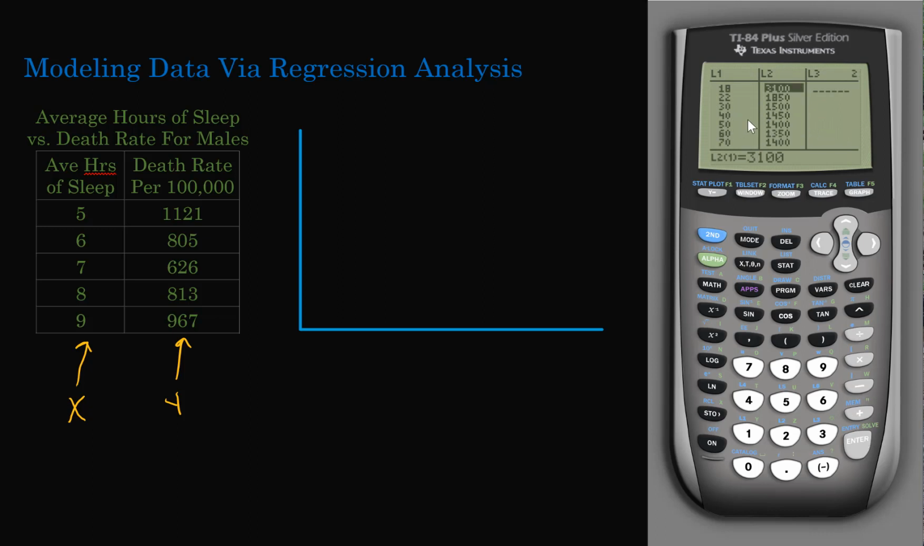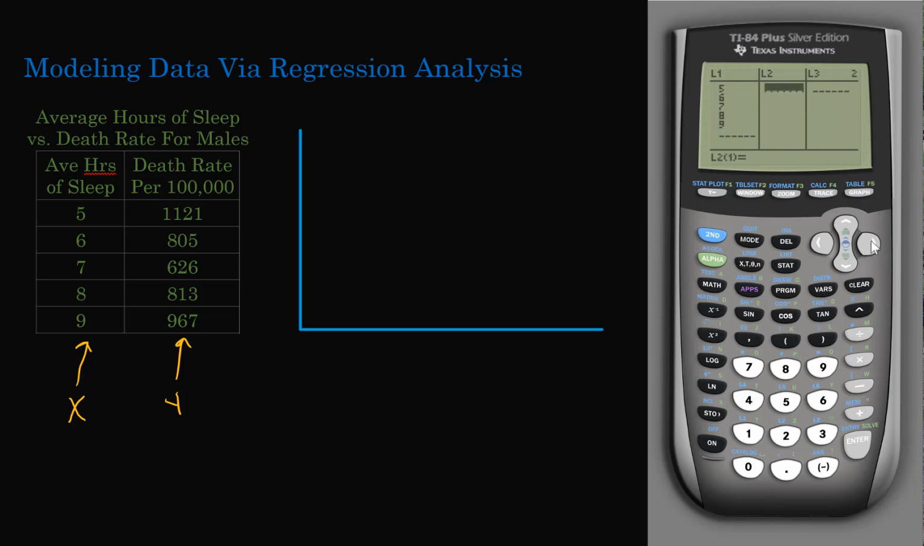As was just mentioned, there is already data here. I don't want this data at this point, so I'm going to highlight L2. I want to clear this list, so I'm going to press Clear, Enter. Then using the left arrow and then up, I'm going to highlight L1, clear, and enter. Okay, so what I'm going to do now is enter in my data, 5, 6, 7, 8, and 9 for the hours of sleep.